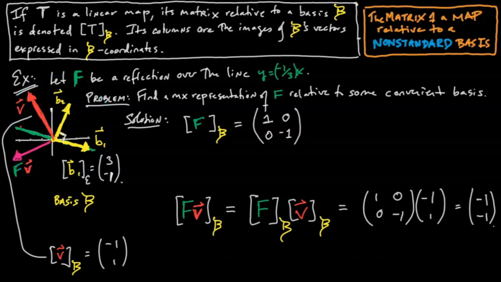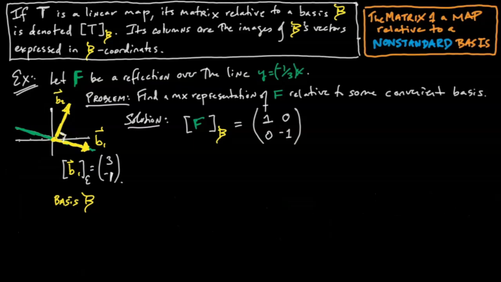But someone might fairly object, well, that's cute, but who cares about this basis B? I want to know how to represent this reflection in standard coordinates because that's what I usually work with. That's a perfectly good objection, and I have good news for you if you want to make that objection.